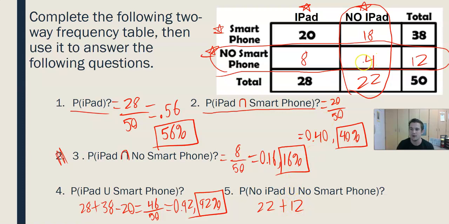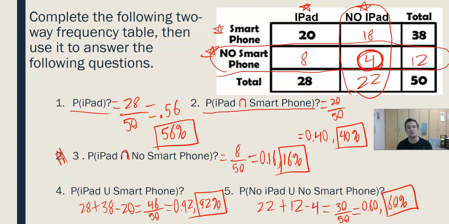But remember, with those 22 and 12 groups, I'm counting the group of 4 that don't have an iPad or a smartphone twice. So I need to subtract one of those sets of 4. 22 plus 12 is 34, minus 4 is 30. I need to divide by 50, because I'm trying to find the probability out of the total. 30 divided by 50 is 0.6, or 60%. So 60% of the people in this group either don't have an iPad, don't have a smartphone, or both.